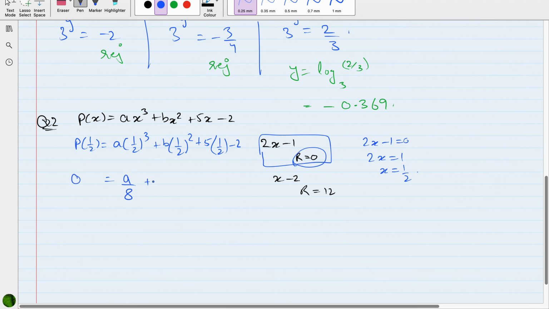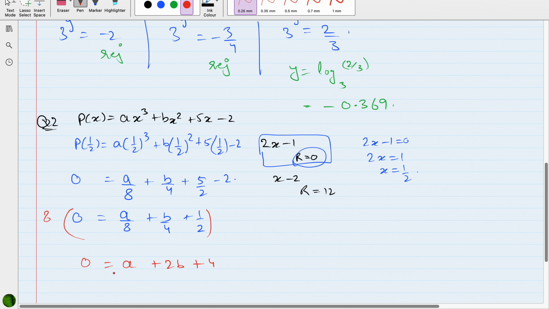a over 8 plus b over 4 plus 5 by 2 minus 2, and then we simplify the equation. 0 is equal to a by 8 plus b by 4, and 5 by 2 minus 2 is 1 by 2. I'm multiplying the whole equation by 8 to get rid of the denominators. 0 is equal to a plus 2b plus 4. So this is equation 1.